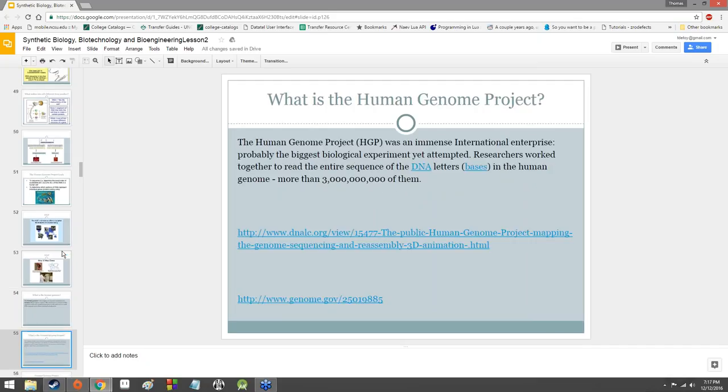Now, the Human Genome Project was an immense international enterprise. It was actually probably the biggest biological experiment yet attempted. Researchers worked together to read the entire sequence of DNA bases in the human genome, which, again, as we've established before, are more than 3 billion of them. So imagine reading a book that was 3 billion words long. It would take a while.